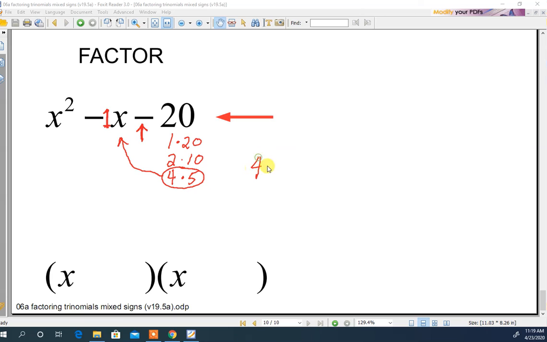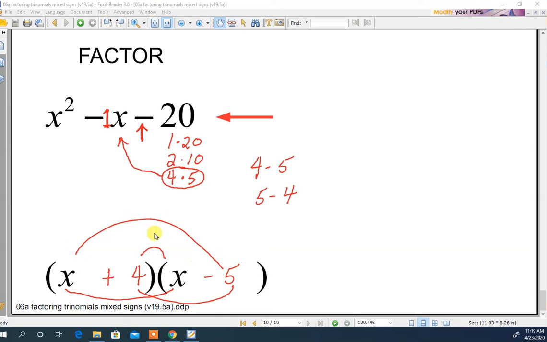So is it 4 minus 5, or is it 5 minus 4? Well, I want the negative, so it's going to be a 4 minus 5. So 4 minus 5. Let's see, does it really work? Right here, I get an x squared. That worked. Right here, I get a negative 20. That worked. Right here, I get a 4x minus a 5x, which gives me a negative x. That worked. All right, cool.